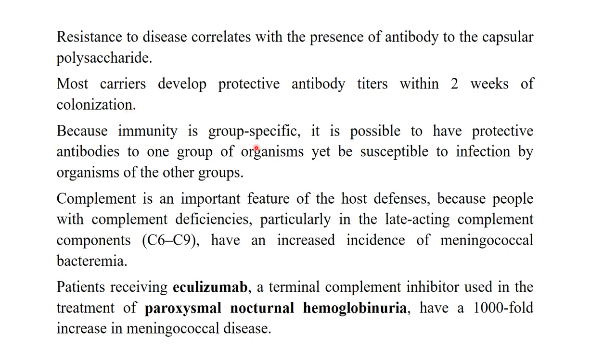Because immunity is group specific, it is possible to have protective antibodies to one group of organism yet be susceptible to infection by organisms of other groups. जो immunity produce होती है वो group specific होती है. As we have discussed, there are 13 different serogroups of the meningococci. अगर एक के against immunity produce हो रही है, it is not compulsory that the others have immunity. So दूसरे organisms के against susceptible हो सकते हैं.